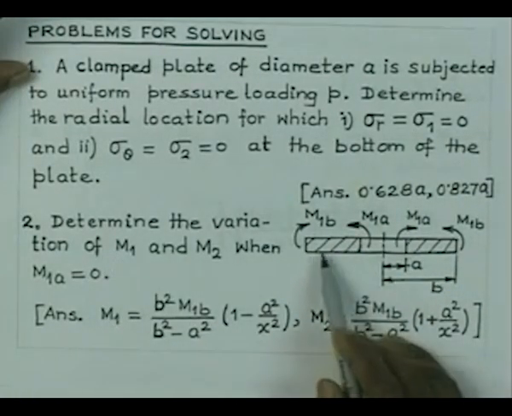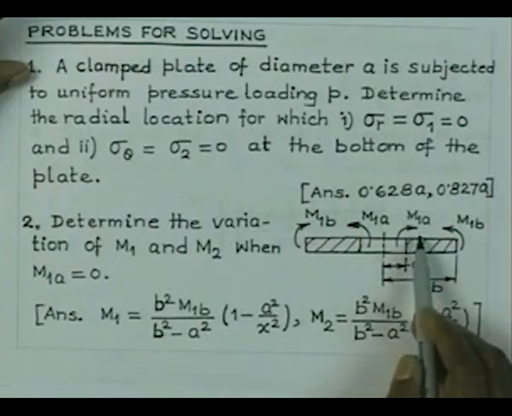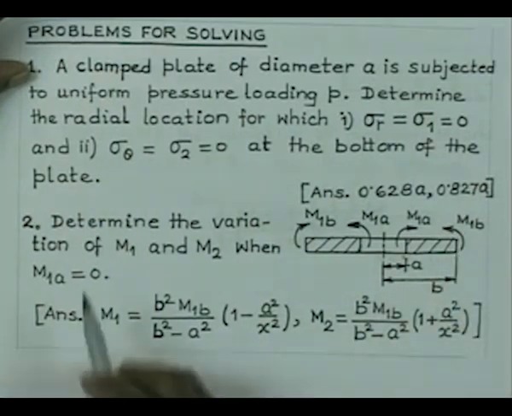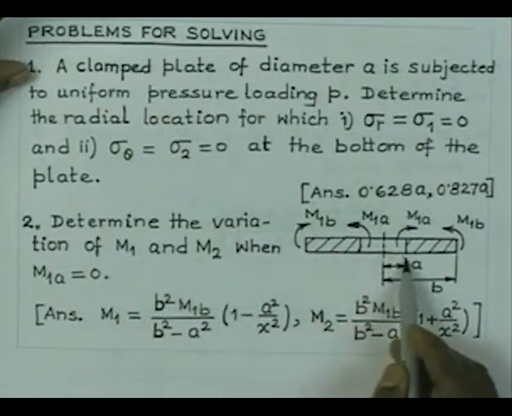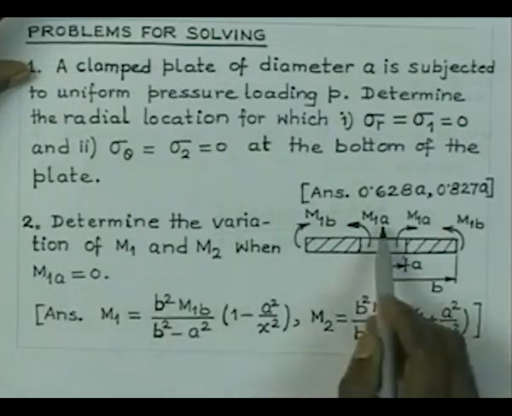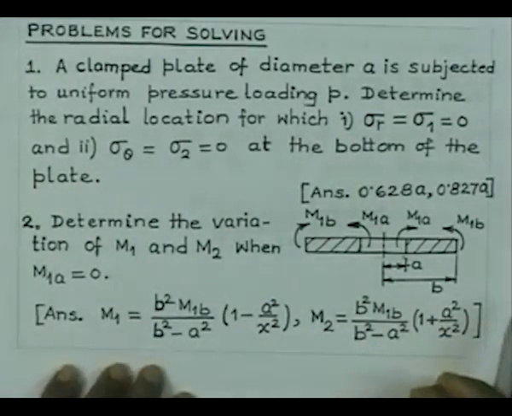Similarly, you have a plate here which is subjected to bending moment M1A per unit length at the inner edge and M1B per unit length at the outer edge. Determine the variation of M1 and M2 from r equal to A to r equal to B under the condition when M1A equal to 0. So, it is a plate which is subjected to uniform bending moment at the outer circumference. Find out the variation of the bending moment in the radial and circumferential direction.